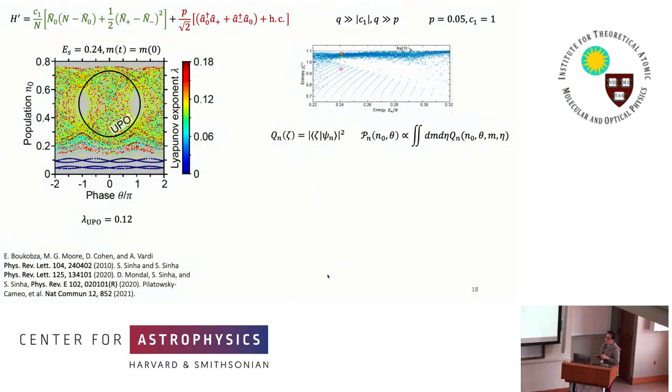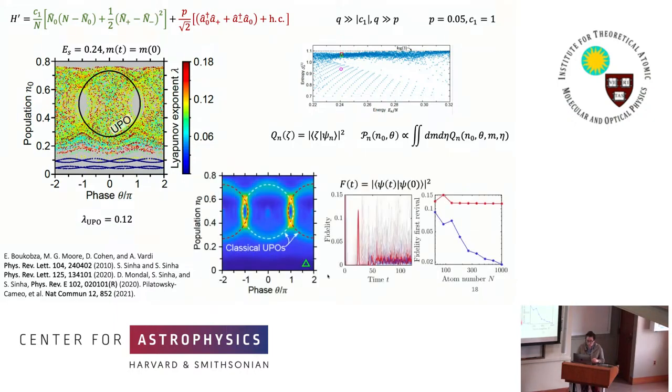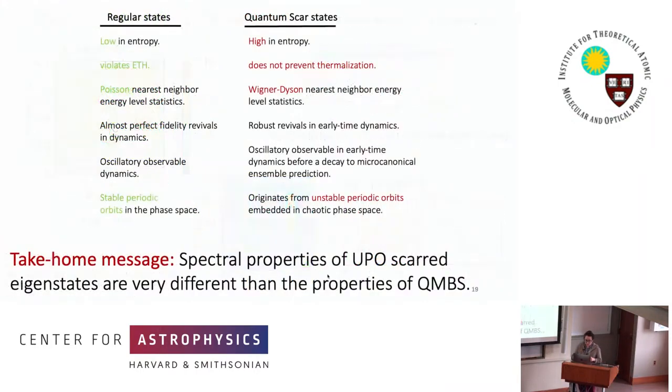But we also had this unstable periodic orbit. So what does that do? For this, we take a state from the chaotic region, very counterintuitively, and we find these states actually do show scarring. So these are actually quantum scars. So from here, I like to say that regular states and quantum scar states are pretty different from each other. Okay?